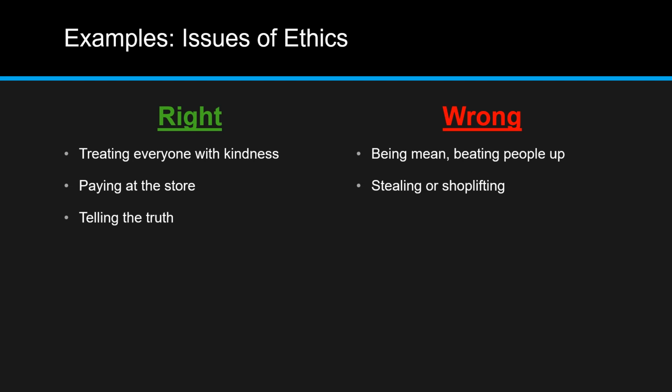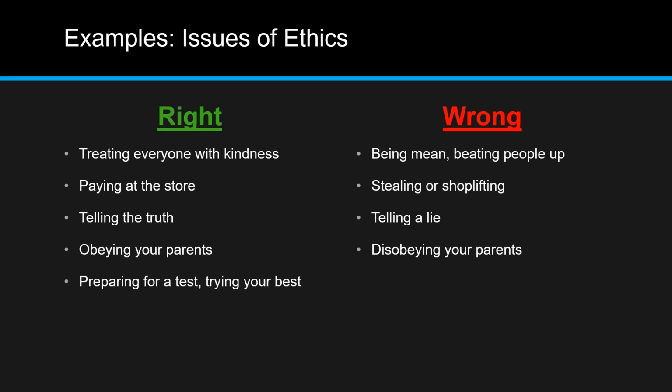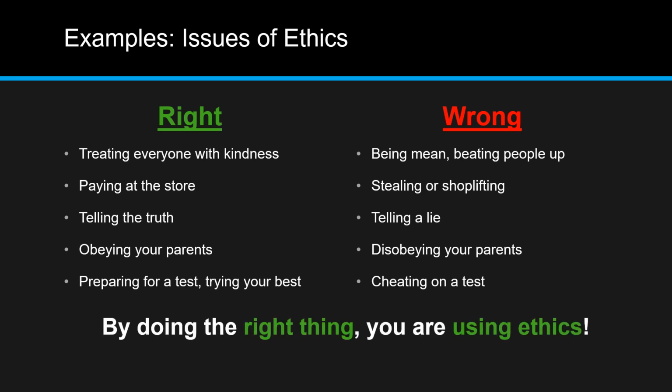Another right thing to do is to tell the truth. And the wrong thing to do is to lie. At least most of the time we can say that this is right and wrong. Another right thing to do is to obey your parents when they tell you to do something or not to do something. And the wrong thing to do is to disobey your parents. Another right thing to do is to prepare for tests in school and try your best on them. The wrong thing to do is to cheat on those tests by looking up information when you aren't supposed to. By doing the right thing, you are using ethics. Do right things and avoid doing wrong things.